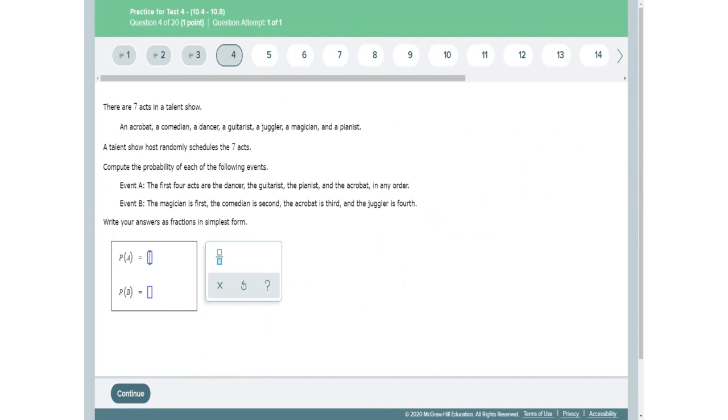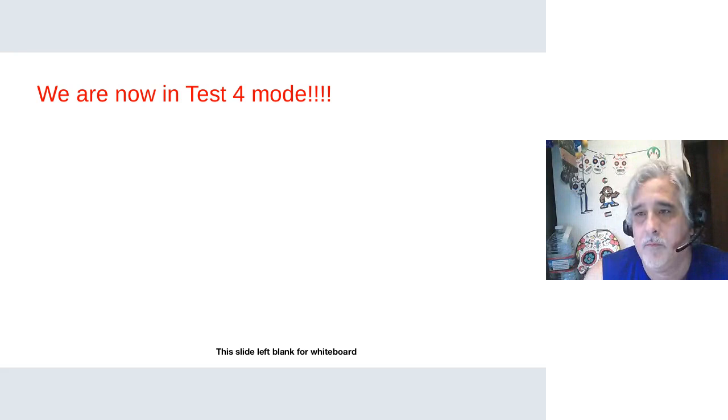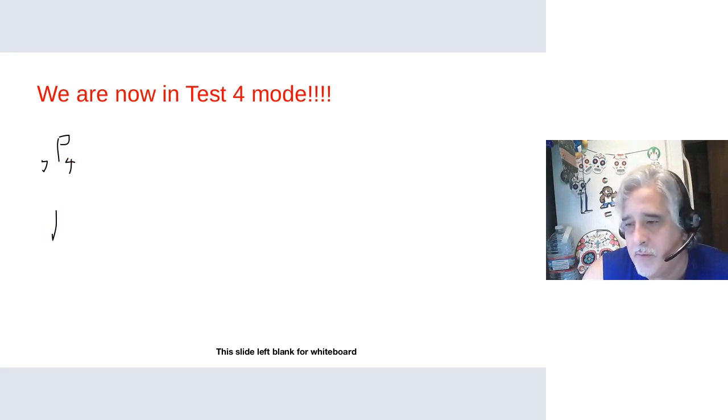So the first one is in any order. So that's the combinations. Event B, it says you got to have them in a specific order: magician, comedian, acrobat, and juggler. So that's the permutations. So I'll write on the board what it looks like. So this is the order, and this is no order. Well, actually, I got them backwards. The first one was without order.